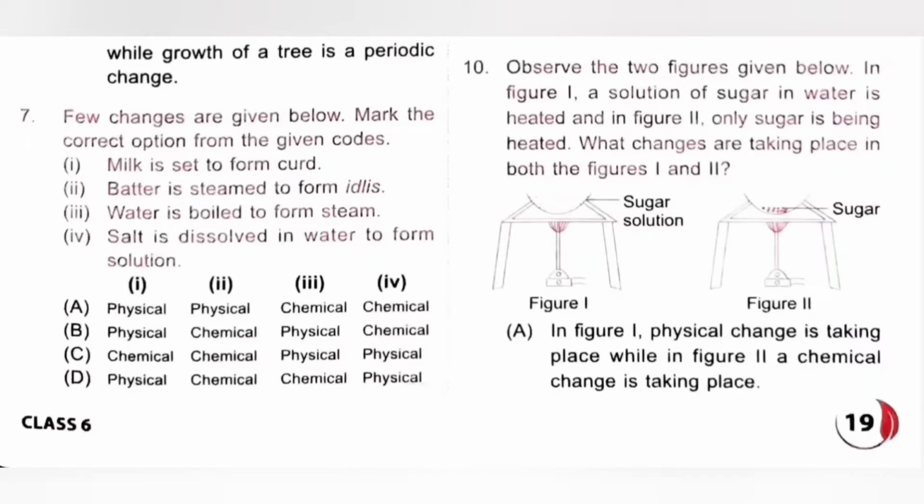It is also a physical change. So 1 and 2 are chemical changes because new components are formed and the reactions are irreversible. 3 and 4 are physical changes because the reactions are reversible and new components are not formed. So, option C is the correct answer. Option C: 1 chemical, 2 chemical, 3 physical, 4 also physical change.